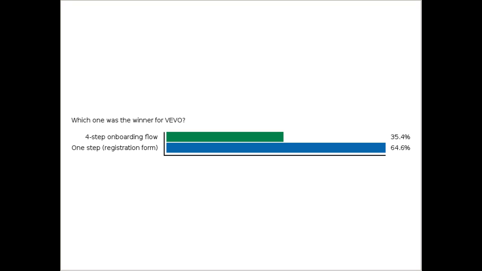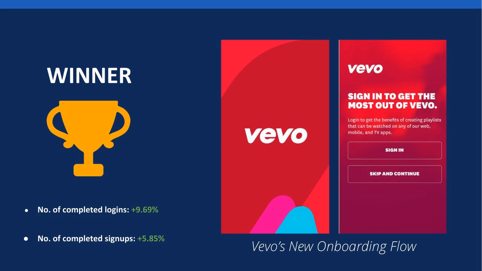Cool. So it looks like most of you guessed that the one-step registration form would yield a better result, and you would be correct. So we can see here through a combination of user tests and analytics, Vivo found that most users were just swiping through the tutorial without reading any of the copy. So they posited that if they were to just get rid of that tutorial altogether, they would decrease the rate of drop-off for users who abandoned before they even got to the registration page.